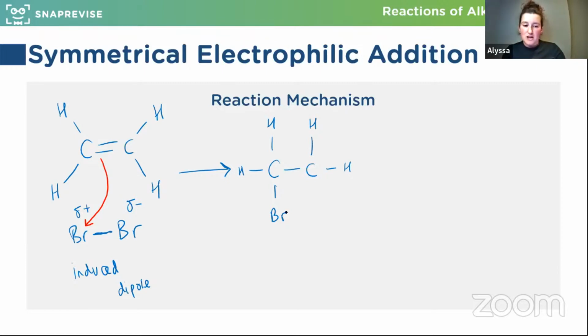Yes, same as a temporary dipole, induced dipole is, no, sorry, where? I'm trying to think what we use the term temporary dipole for, because I'm so used to saying induced and instantaneous.